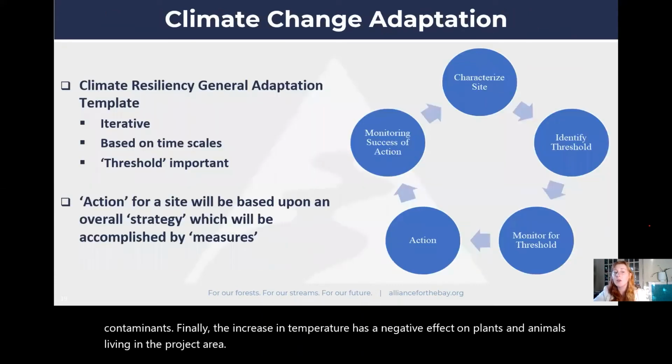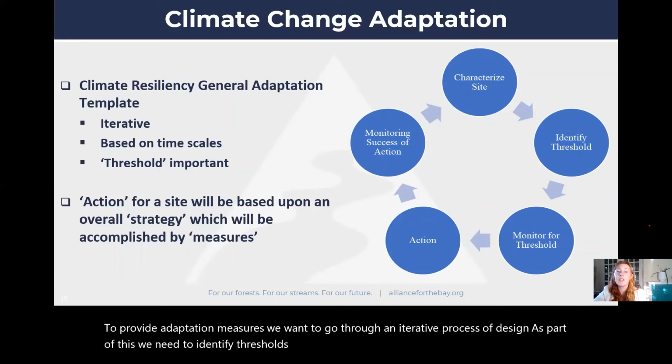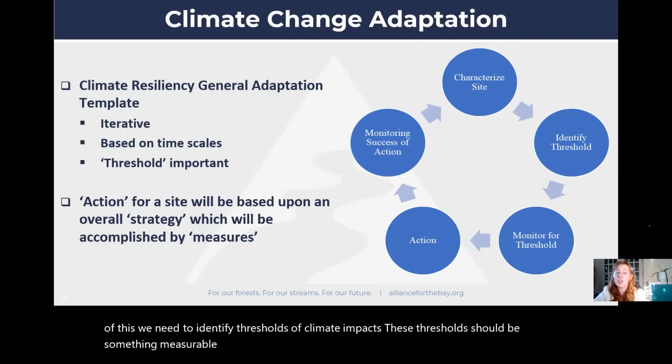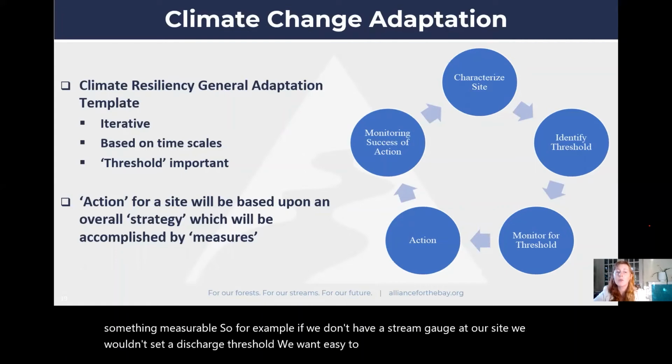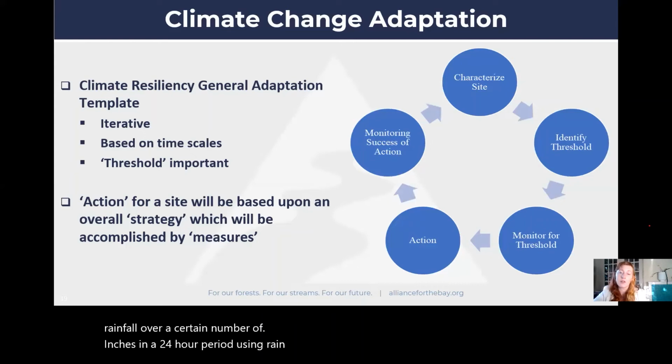To provide adaptation measures, we want to go through an iterative process of design. As part of this, we need to identify thresholds of climate impacts. These thresholds should be something measurable. So for example, if we don't have a stream gauge at our site, we wouldn't set a discharge threshold. We want easy to measure thresholds at our project. So those for us were temperature over a certain degree Fahrenheit using temperature gauges, rainfall over a certain number of inches in a 24-hour period using rain gauges, and storm surge over a certain elevation. And for that, we use the NOAA gauge.